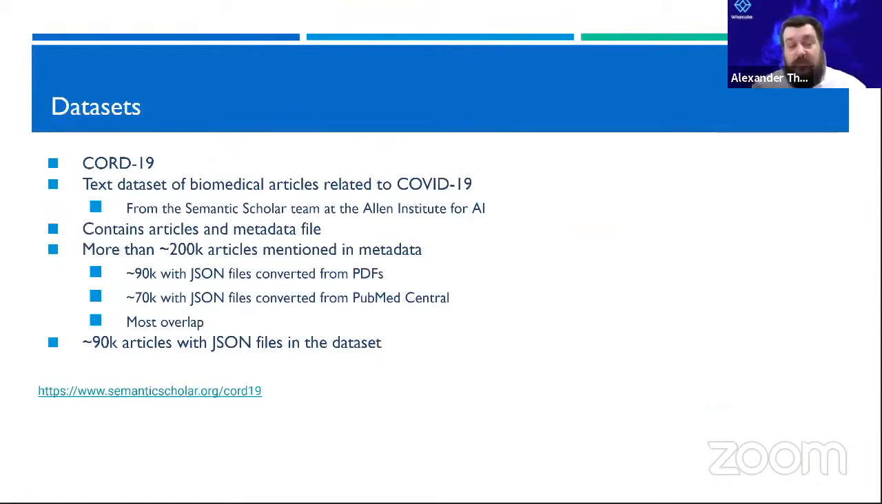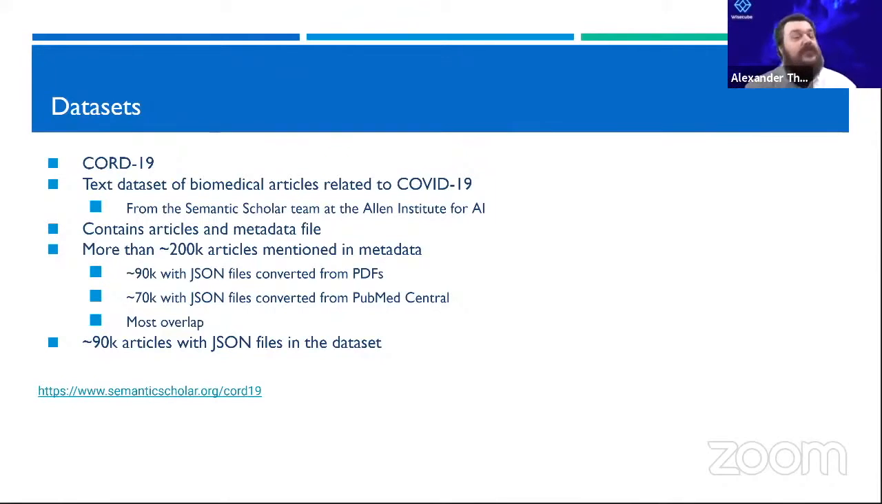As Vishnu said, we're using the CORD-19 dataset. It's a dataset put together by the Semantic Scholar team around COVID-19. It's done in cooperation with publishers, the National Library of Medicine, and some other organizations. The dataset itself contains articles in JSON format and a metadata file. In the metadata file, there are about 200,000 articles. It's growing every day, so don't be surprised if those numbers are out of date next week.